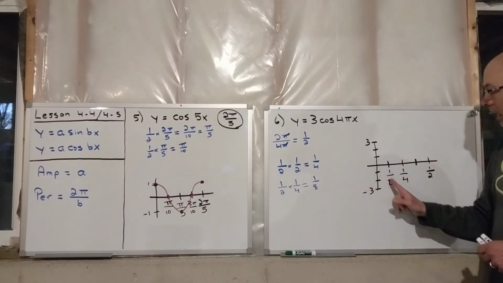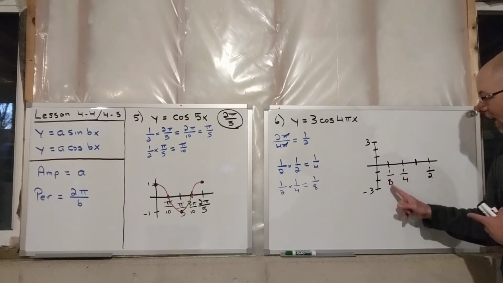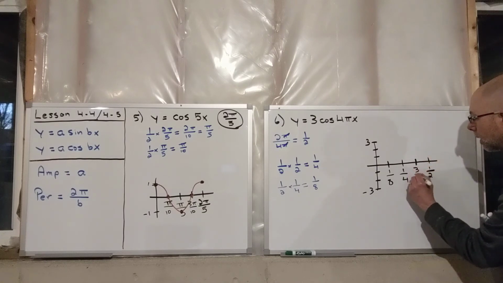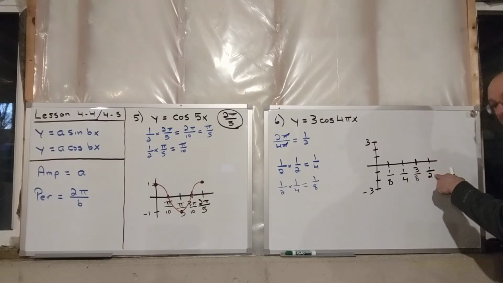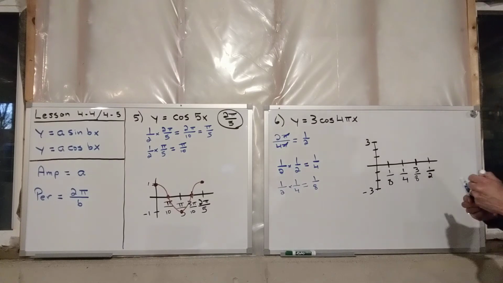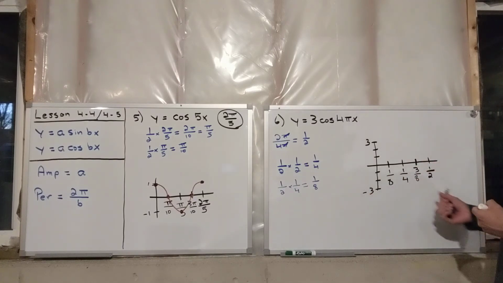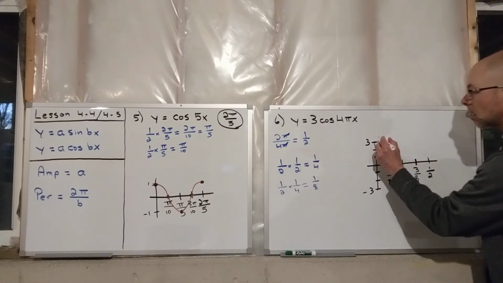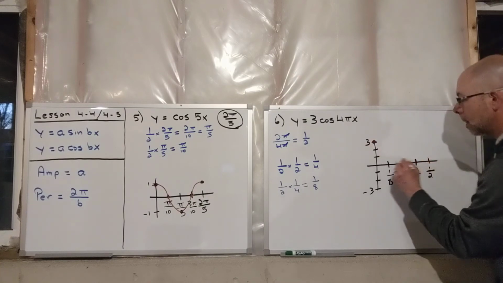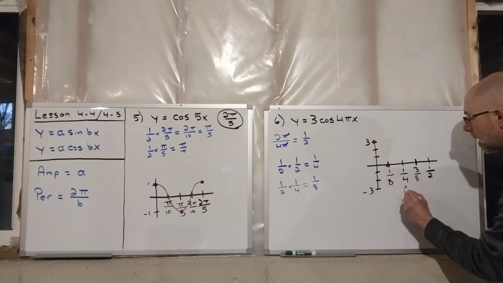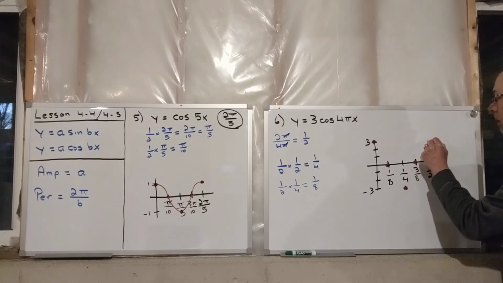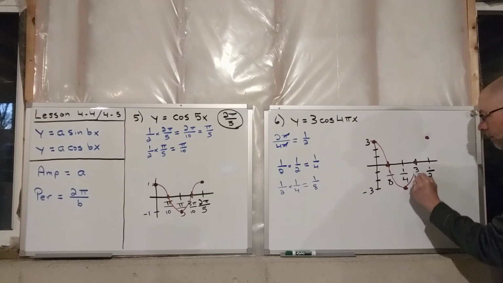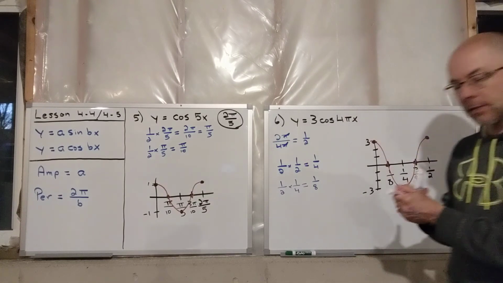1, 2, 3, 4. Eighths. 1/8, 2 eighths, 3 eighths, 4 eighths. 4 eighths is a half. The count is on. Everything's labeled. We have an amplitude of 3. We have a cosine. We start at the top, middle, bottom, middle, top. And that ends that cosine graph.